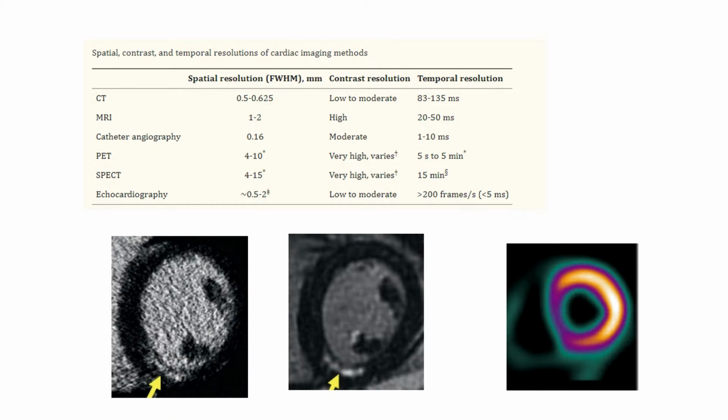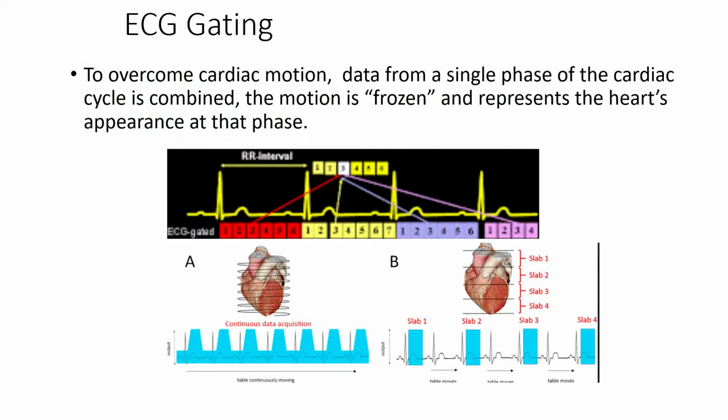And PET and SPECT have very good contrast. But the temporal resolution, we don't talk about it very much because you do a lot of adjustment. You can see the spatial resolution is almost 10 to 20 times worse than CT, for instance. And echo, depending on the location and the tissues, has the best temporal resolution. They can fire the ultrasound beam very quickly.